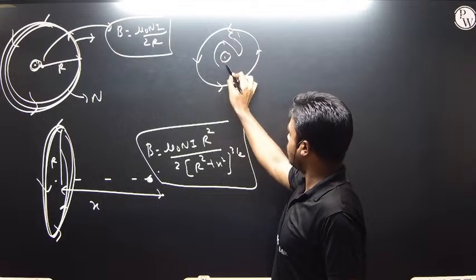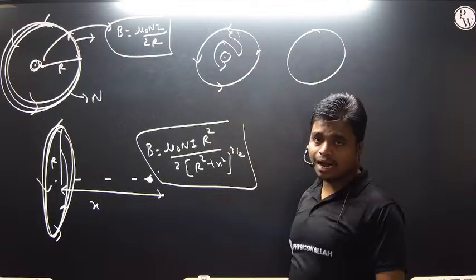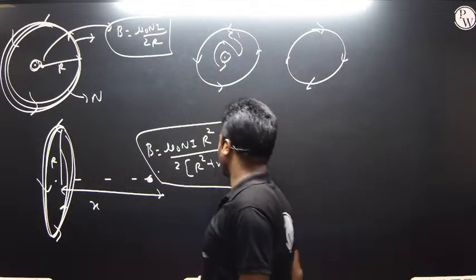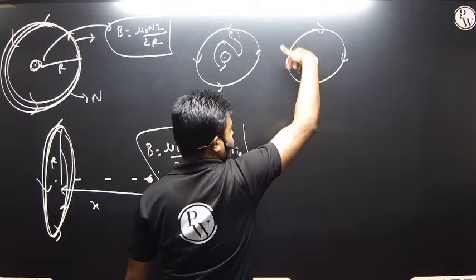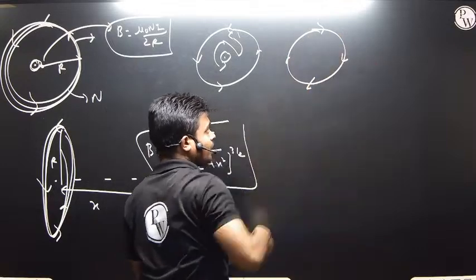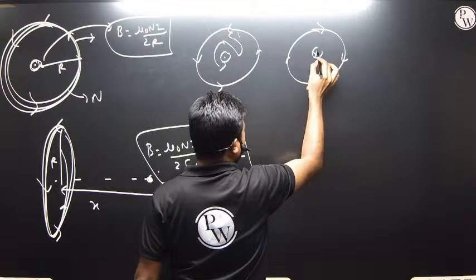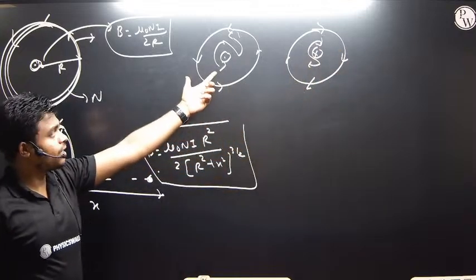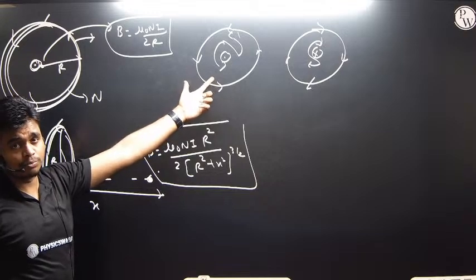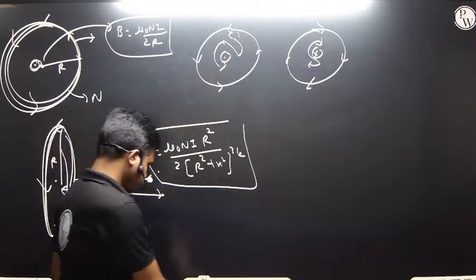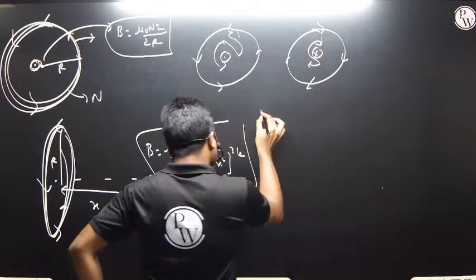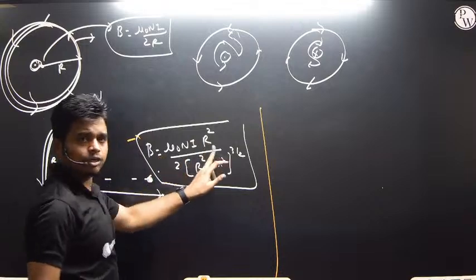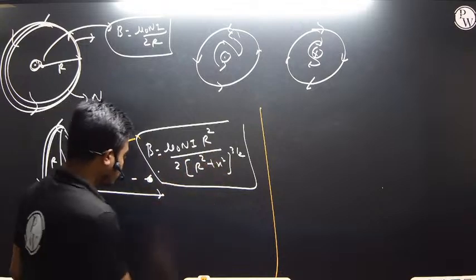This will be the north pole. And suppose it happens this other way, the current is flowing like this, and the magnetic field will be going into the plane, so this side will be the south pole and the other the north pole in terms of the polarity of the loop. Next, this is the magnetic field at a certain distance from the center: mu naught n I divided by r square into 2 (r square plus x square) to the power 3 by 2.